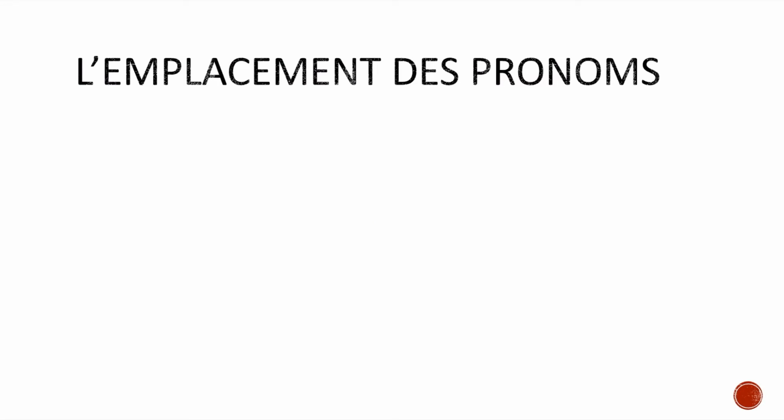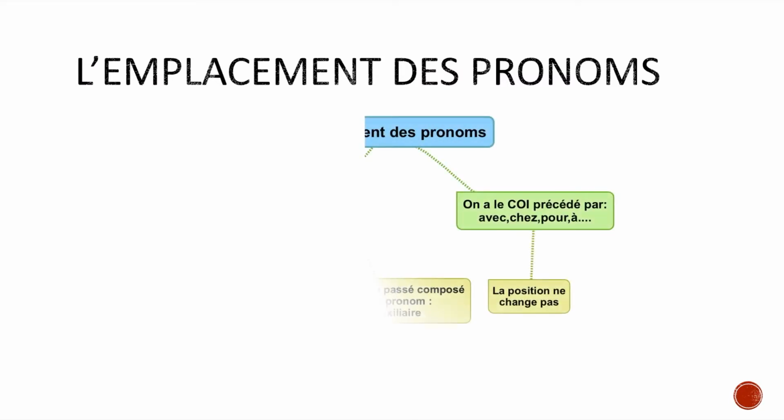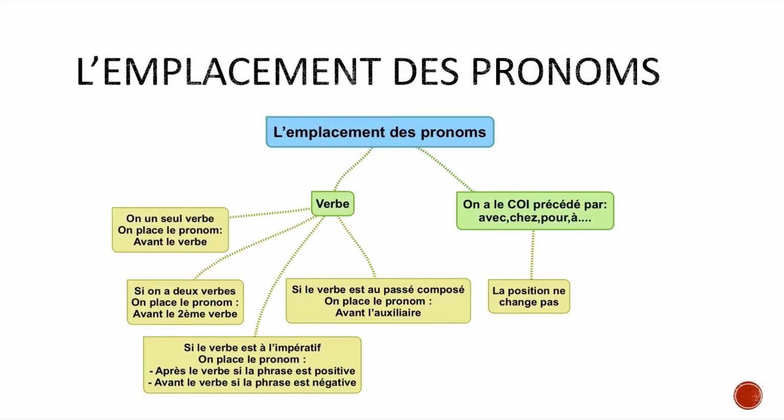When you are sure about your pronoun, you will look at the emplacement of this pronoun. Look at this map. To find the true emplacement, you should check your verb. If you have one verb, un seul verbe, in this case, put the pronoun avant le verbe, before the verb. If you have two verbs, put le pronom avant le deuxième verbe, before the second verb. And if the verb of your sentence is conjugated à l'impératif, put the pronoun after the verb if the sentence is positive, or before the verb if the sentence is negative.